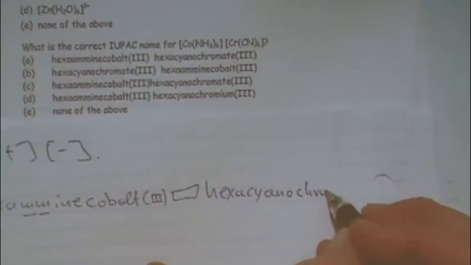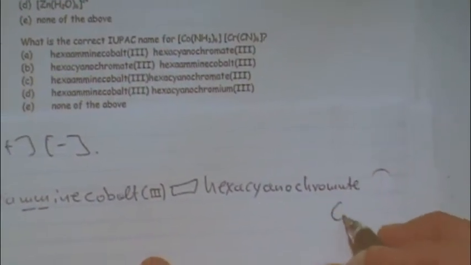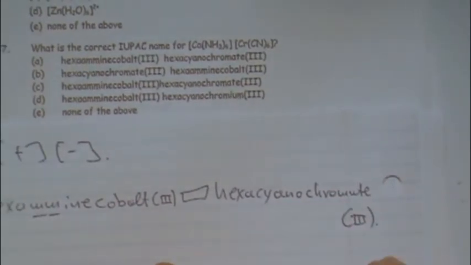And then we have chromium. But the metal is on the anion. It's part of the anion. And if it's part of the anion, we change it. So it's going to be chromium, chromate. Chromate, 1, 2, 3. So the answer then should be 7.